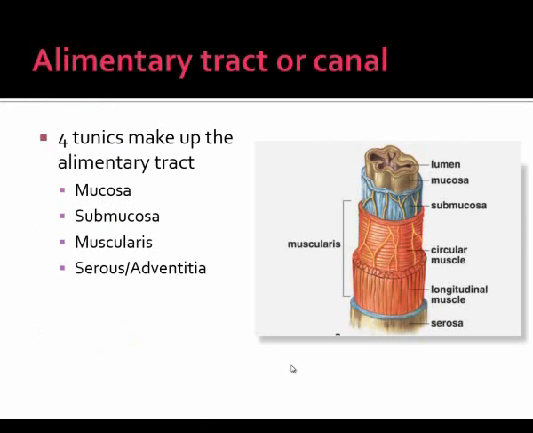The alimentary canal or tract is basically everything from the esophagus all the way down through your anus. So your esophagus, your stomach, and your small and large intestinal tract are what we consider to be the alimentary canal or tract. It doesn't matter which one of those organs you're looking at. They all have 4 basic layers or tunics. You have the mucosa, the submucosa, the muscularis, and the serosa or adventitia, and you can see those listed right here.